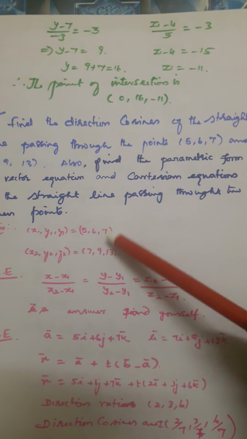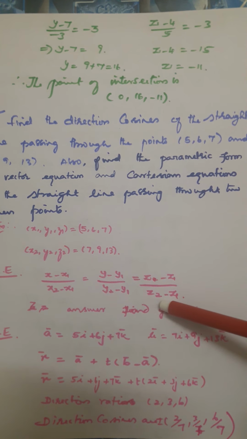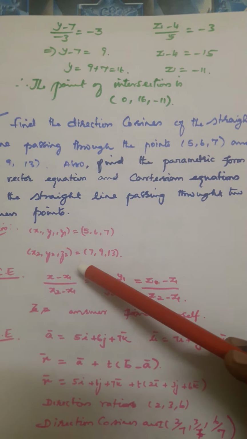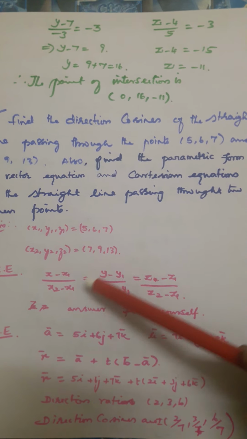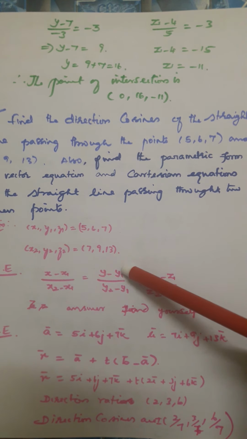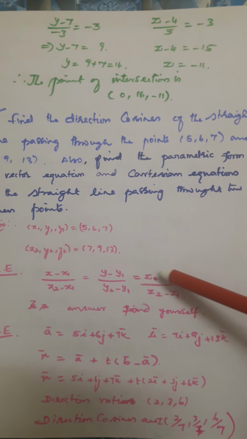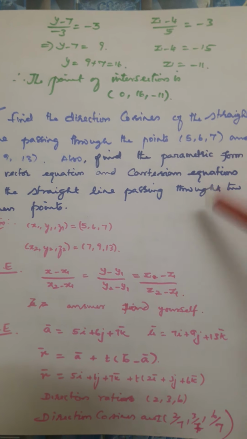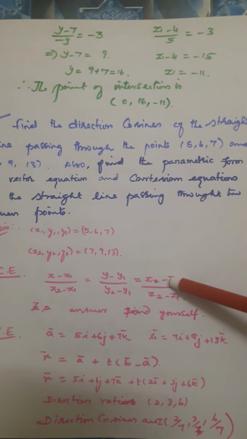So I have given you the value. You substitute and find the answer. Your answer will be x minus 5 by the difference, like that, equal to y minus 6 by the difference, z minus 7 by the difference. That is your final answer. You no need to minimize anything.